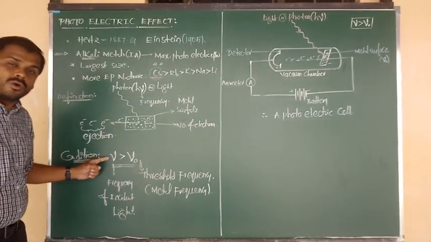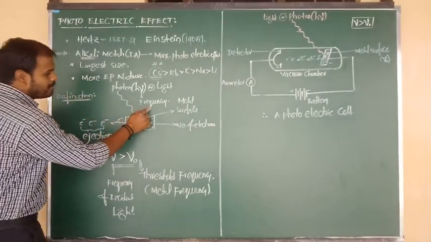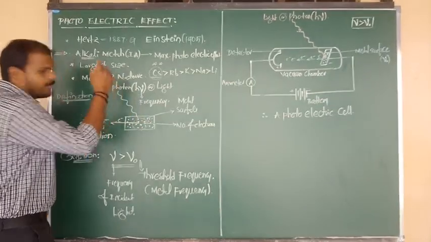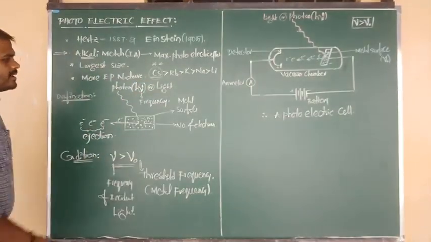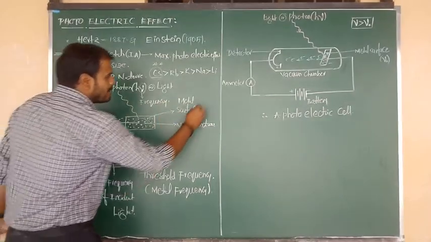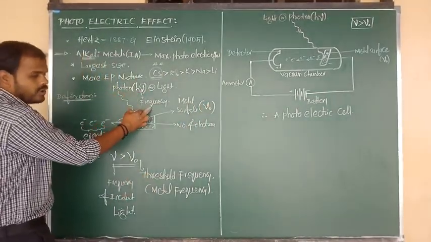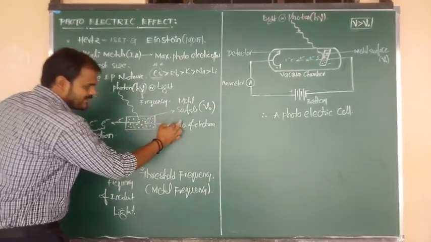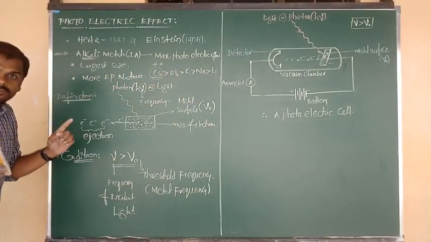But what is meant by nu? Frequency of incident light. This is the meaning. Frequency of incident light, frequency of incident photon. This is nothing but nu. So this is the metal surface. Metal contains nu naught, and incident light contains nu. Incident light contains nu, and metal surface contains nu naught. Clear, Nana?